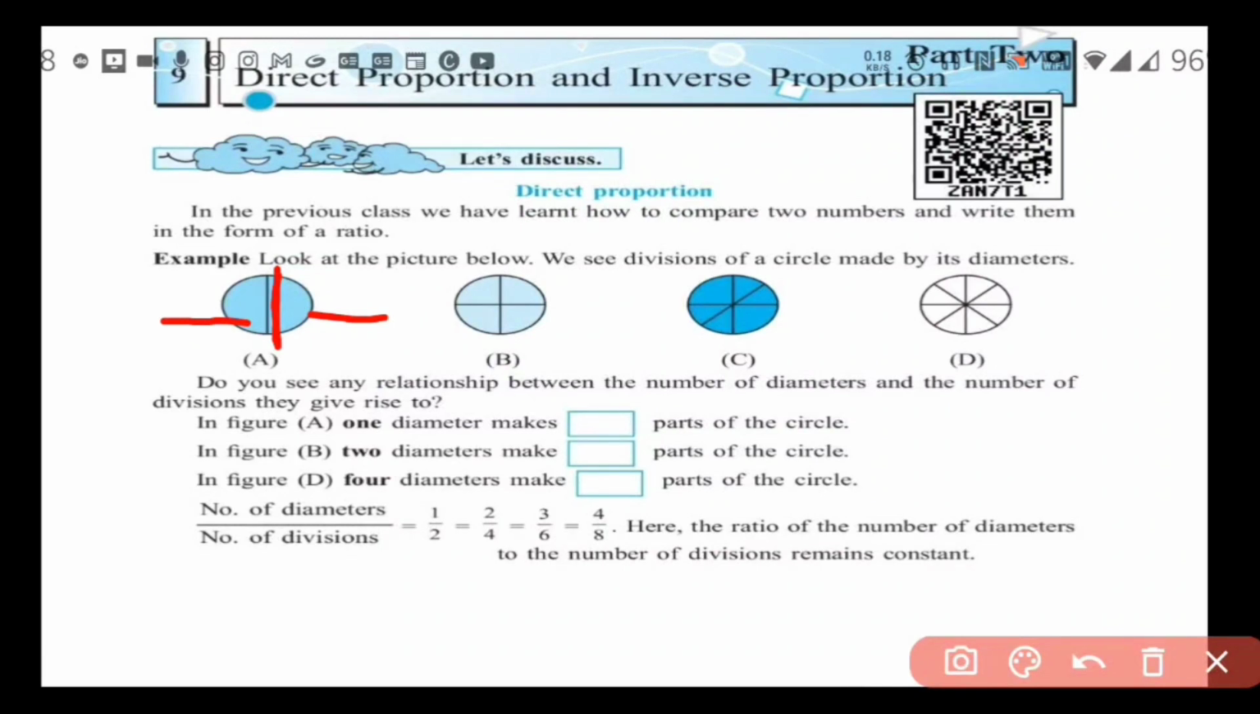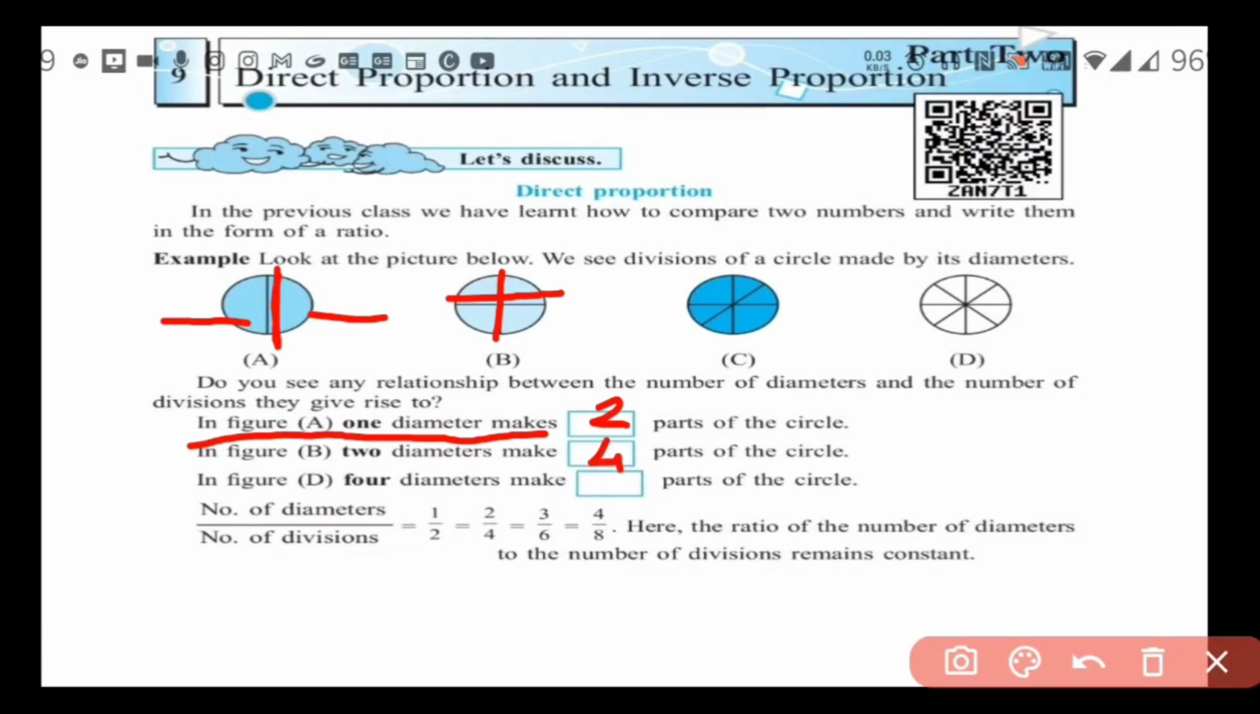Do you see any relationship between the number of diameters and the number of divisions they give rise to? In figure A, one diameter makes two parts of the circle. Now let us see the second figure, figure B. We can see there are two diameters in the circle, 1 and 2. These two diameters make four parts of the circle. So two diameters make four parts.